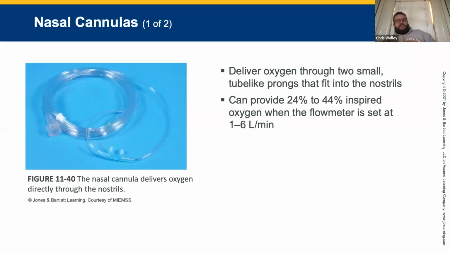So nasal cannulas. They deliver oxygen through two small tube-like prongs that fit into the patient's nostrils, and it can provide 24% to 44% inspired oxygen when the flow meter is set at 1 to 6 liters. For patient comfort, flow rates above 6 liters are not recommended, because you'll start seeing the nasals flap.